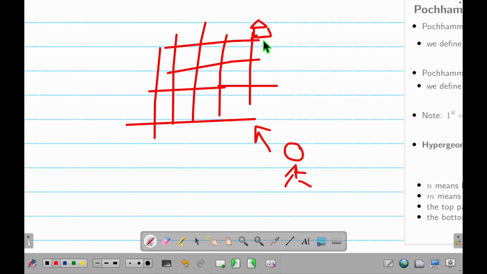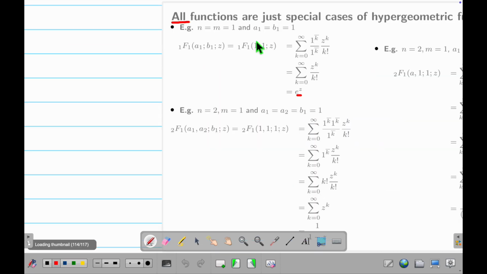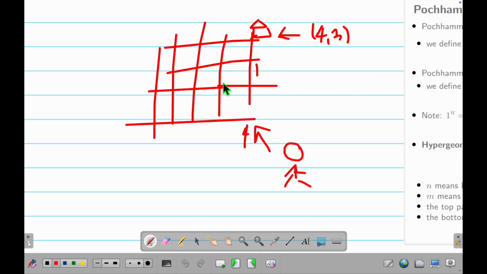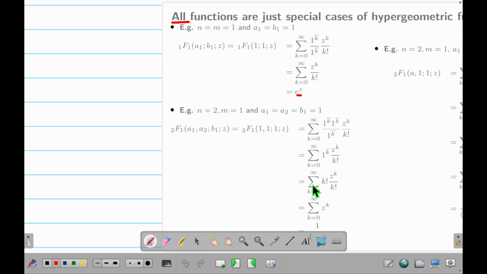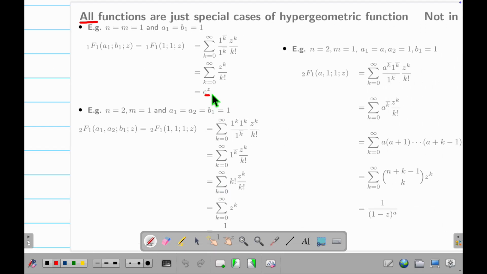Inside lives a function. So for example, this x is 1, 2, 3, 4. So this is 4. And then this y coordinate is 0, 1, 2, 3. So this address is 4, 3. Inside this address, there is a function living inside. And now I'm telling you, all functions live in this mathematical world, and you can write all functions in this form. And here are examples.